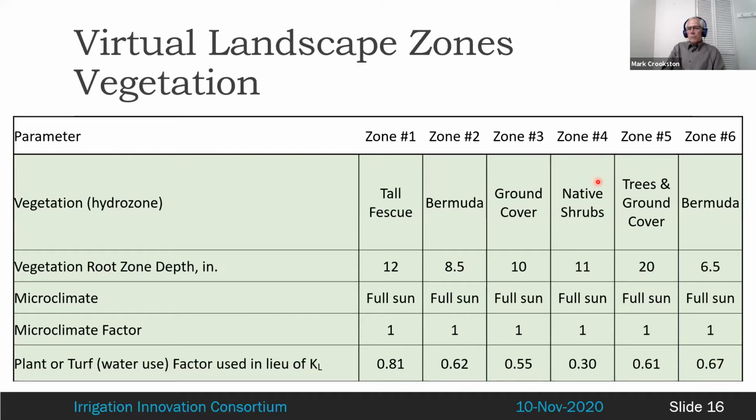Now the parameters of the 6 virtual landscapes used in the testing protocol, number 2, are intentionally varied to provide a good range of values. You would never expect to see this much diversity in one landscape, but for reasons of testing, we wanted to cover the range as best we could. Plant factors vary from 0.81 for cool season turfgrass down to 0.30 for native shrubs. These stipulated plant factors already incorporate all adjustments for plant species density, microclimate, and managed stress. Plant root zones vary from 6.5 inches up to 20 inches.